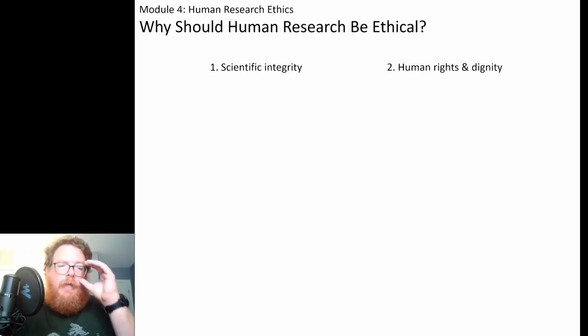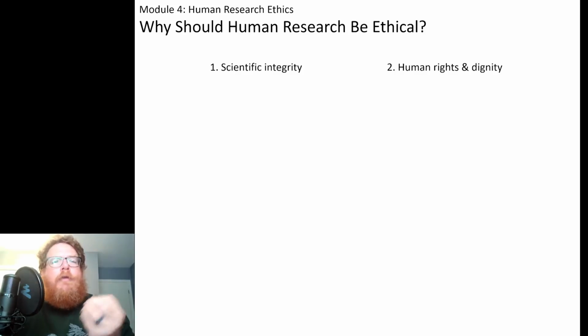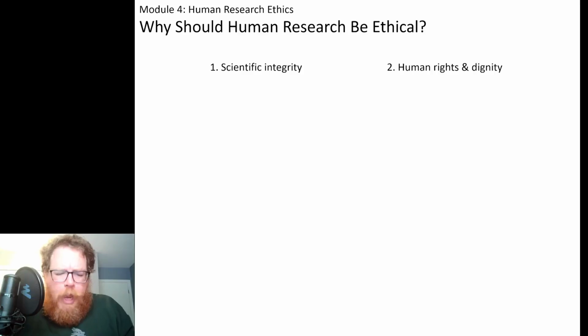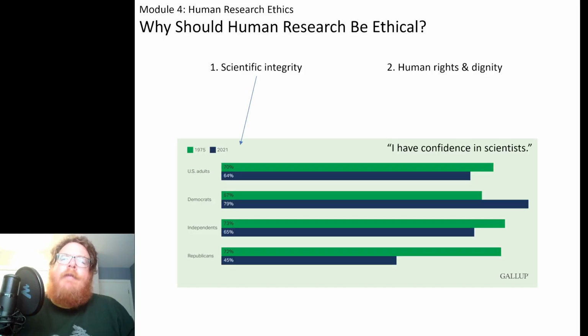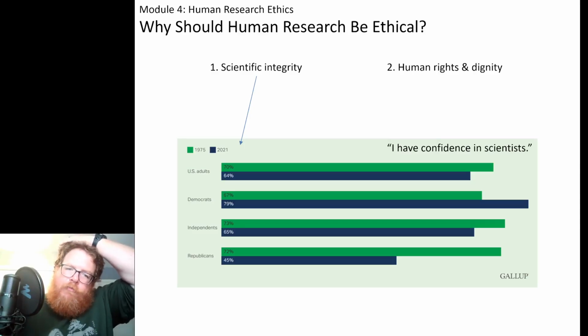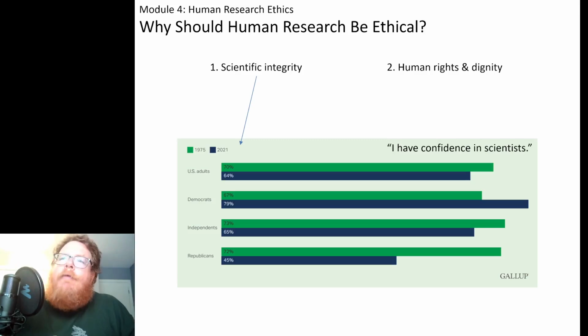The first is that we need to do ethical research in order to ensure the integrity of science. And what I really want to highlight here is that scientific integrity, or at least the perception of scientific integrity, is very much on the decline. This is an American survey done by Gallup. They asked US adults, and then, of course, they separate them out, as they often do in the States, by their political leaning. They asked them a question, which is, do you have confidence in scientists?